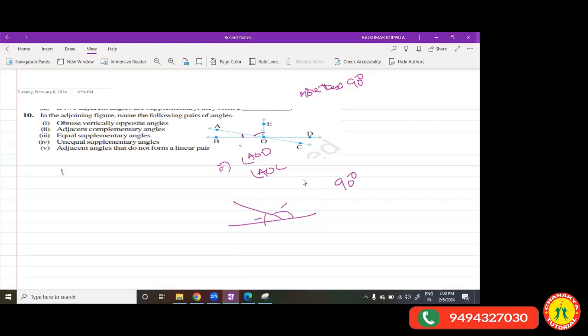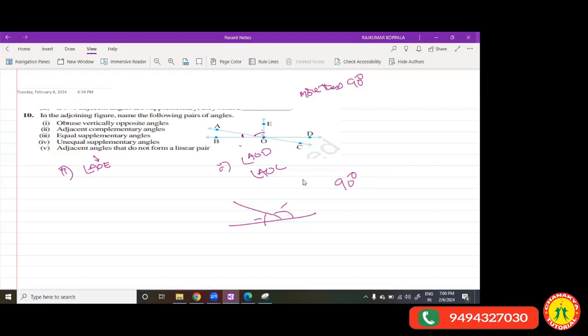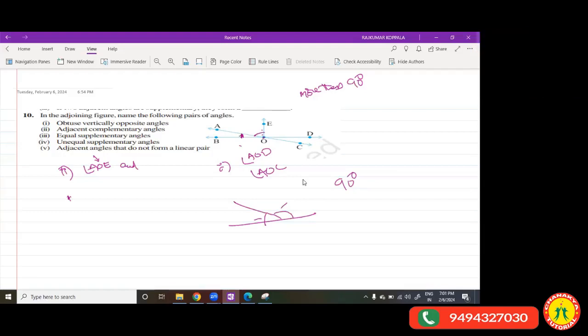So that second one is angle AOE. Where we are taking the angle, that vertex should be in the middle. That should be in the middle. Okay. This one you know or not? Yes, sir. AOE. And this angle, how can we write? Tell me, Manasvi. This angle. This angle plus this angle only complement and adjacent.